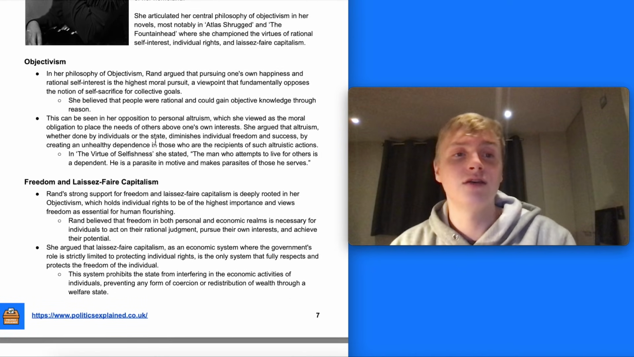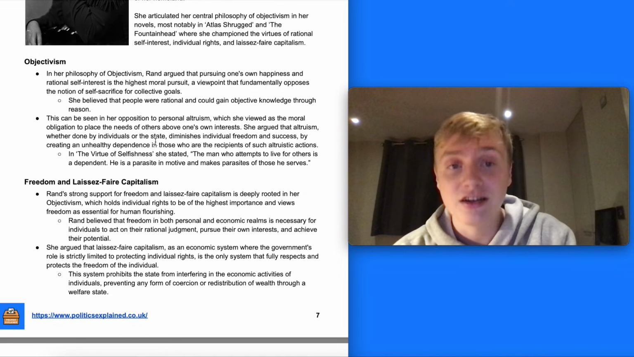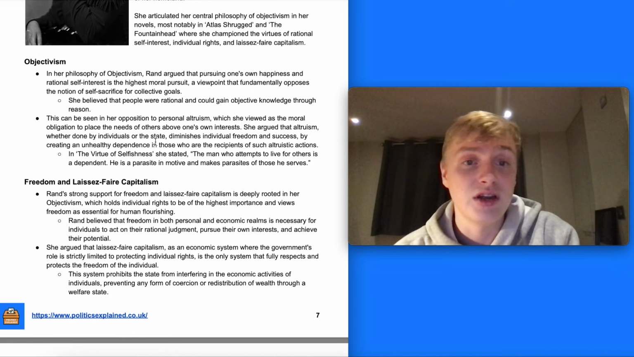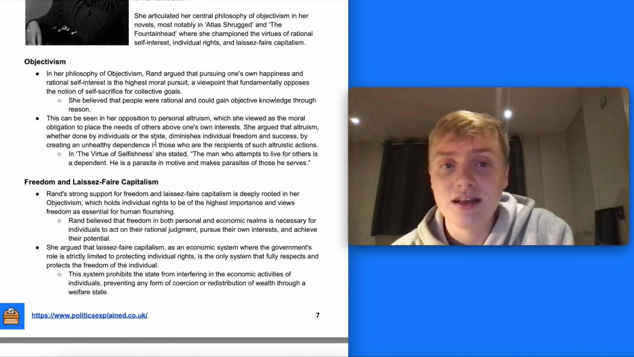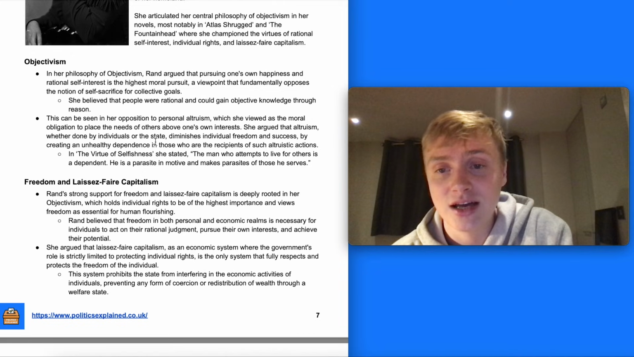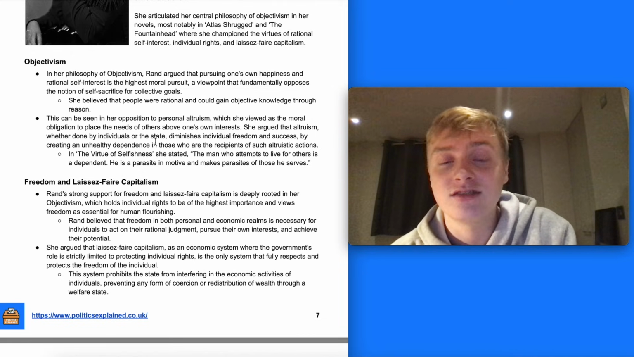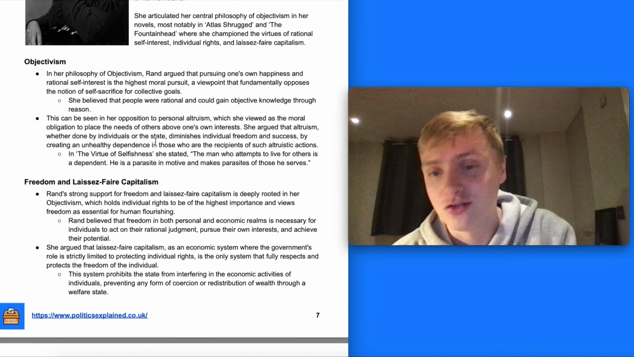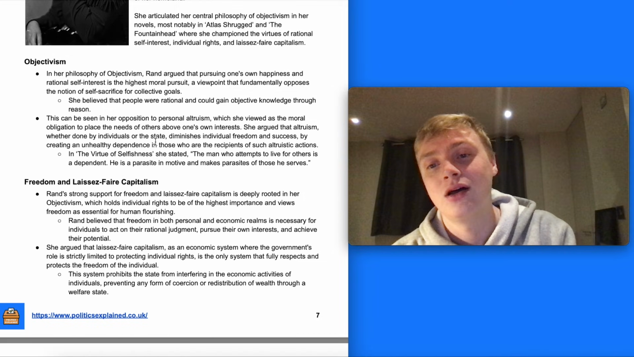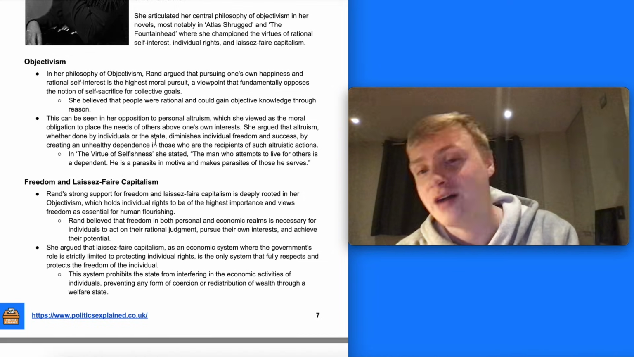Key ideas. So the first one we looked at a little bit already is objectivism. We looked at this earlier in the video. This is the idea that the pursuit of one's own happiness and of one's rational self-interest is the highest moral pursuit. It's not just pragmatic or the most effective for the economy.